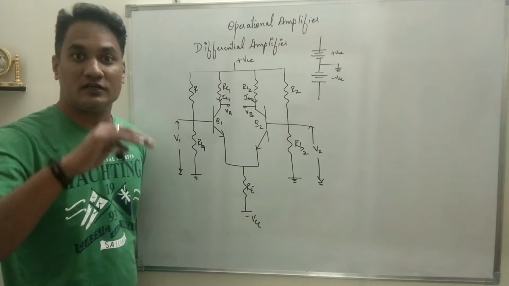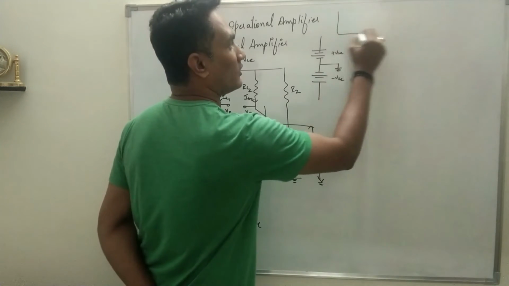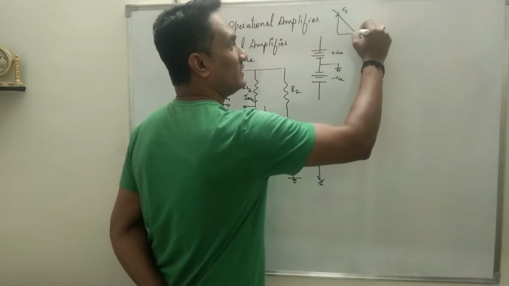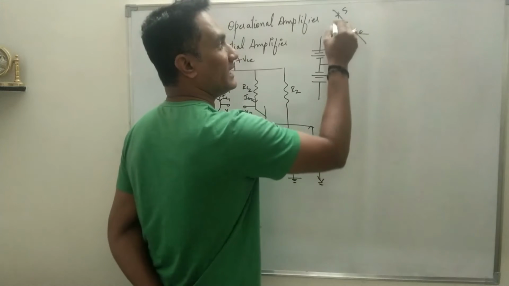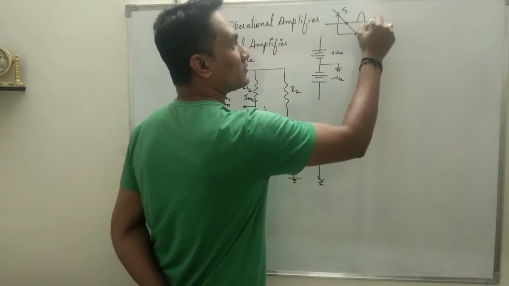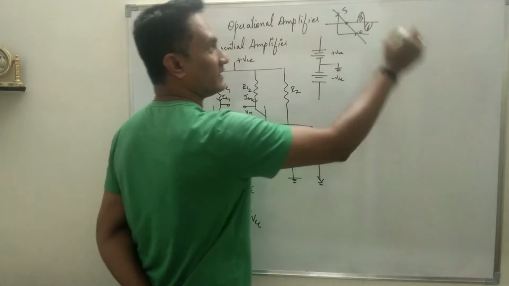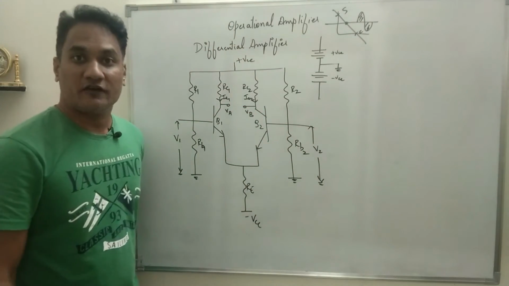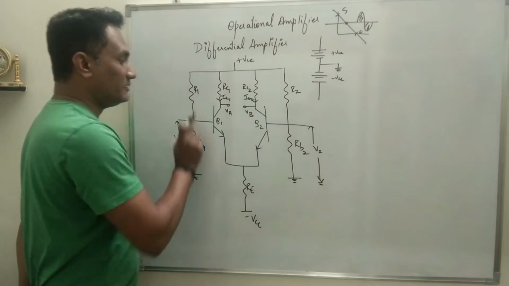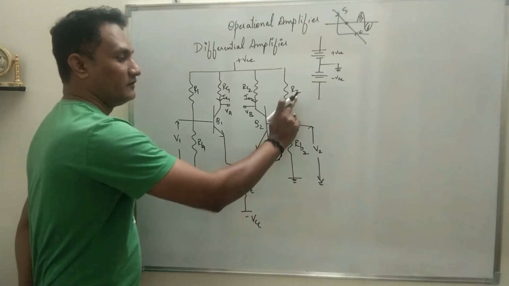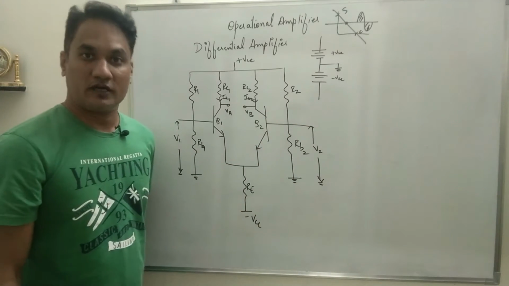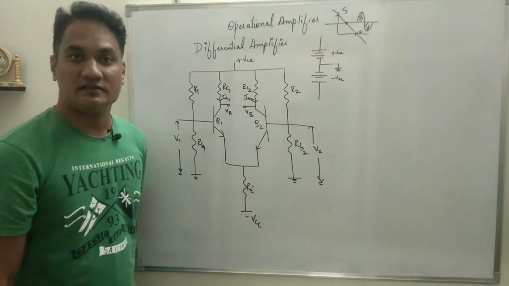The operating point should be exactly between saturation and cutoff, at the center, so that both the positive as well as the negative half cycle are amplified. So the operating point will be stable because of RB1 and RB2. Okay, so the first disadvantage is removed.